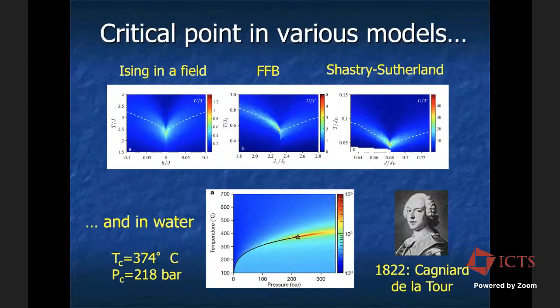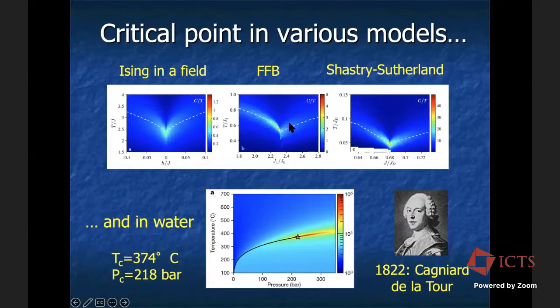many contexts. The concept of a critical point was first discovered two centuries ago, in 1822, by Cagniard de la Tour when he studied liquids, and in particular water, when he showed that there is a point above which there is no longer a first order transition, but one can go continuously from gas to liquid around this critical point. But it's present in our model.